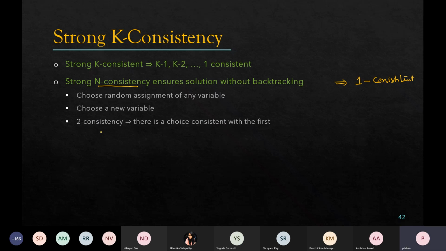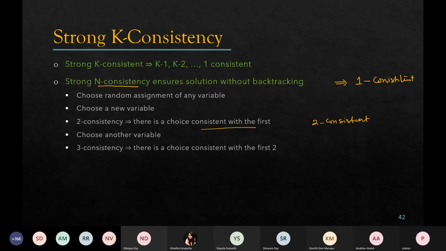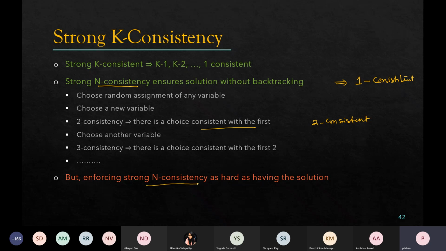Now, as we have defined this to be inconsistent, that means this is two consistent also. As this is two consistent, whatever choice we make for the next variable is consistent with the choice in the first. So that is the definition of two consistency. We can also extend this by choosing another variable, and at every point we see that we do not need to backtrack because all the assignments are getting consistent, right?